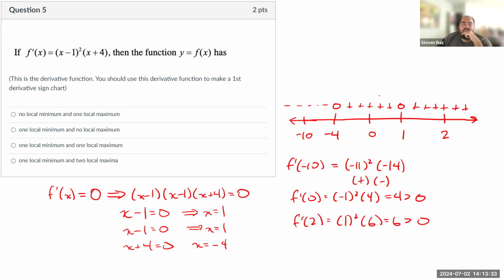So now that we've done this, let's categorize the critical points. At x equals negative 4, we are decreasing, going horizontal, then increasing. That is a minimum. What is happening at x equals 1? We're increasing, coming to a horizontal, increasing again. That's not a minimum or a maximum. So because of this, I think I have one local minimum and no local maximum. Only correct choice is this one here.